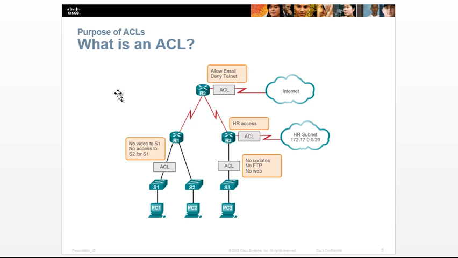So the first question we should really answer is, what is an ACL? ACL stands for Access Control List. An ACL basically is just a short program that's written that has lines in it that either permit or deny traffic based on certain settings. And based on how your network is set up, it will determine where you want to put those ACLs and what you want to block with them.